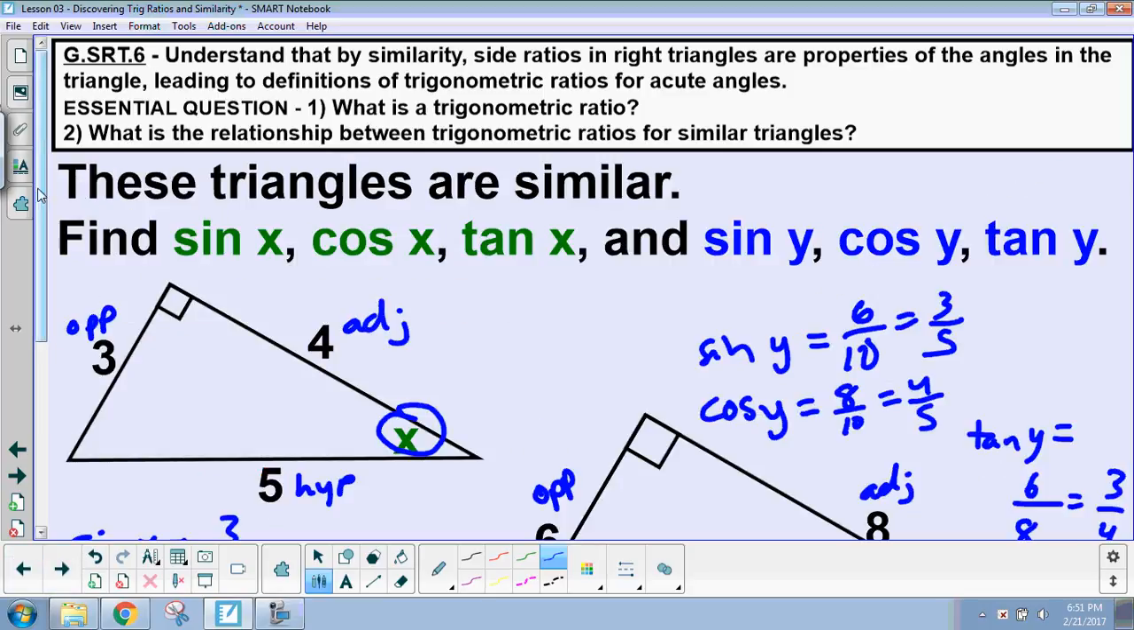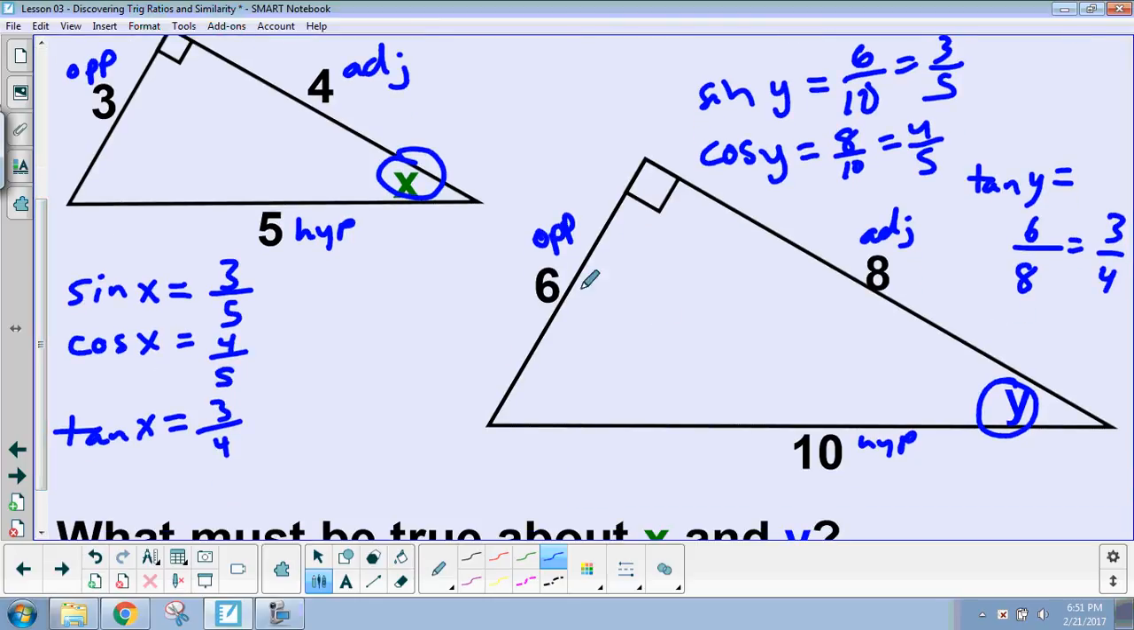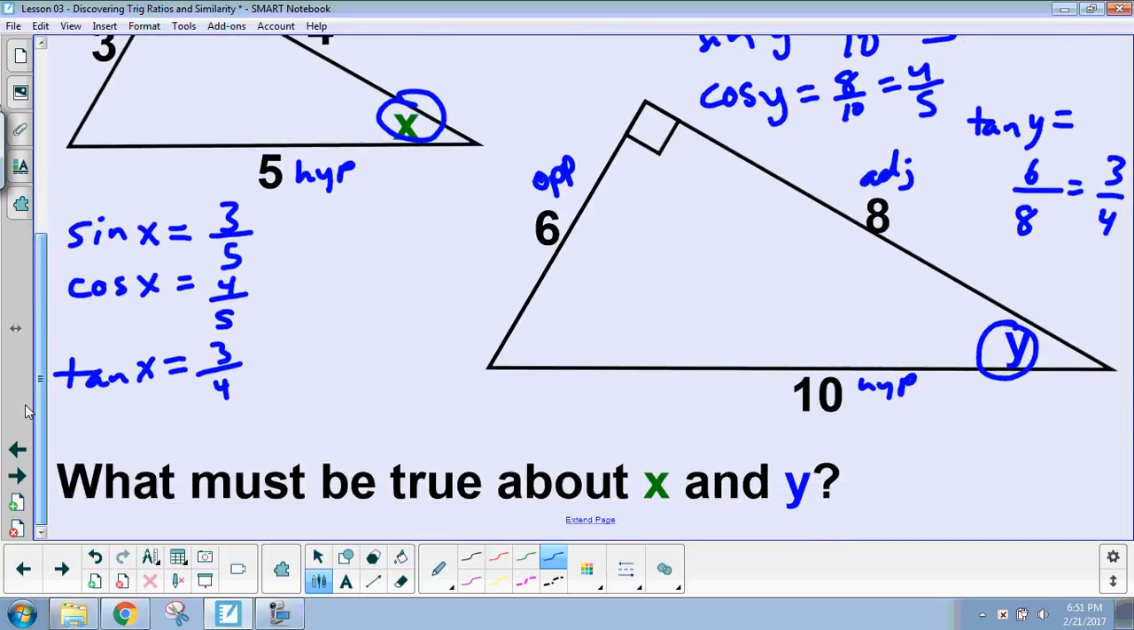Well, there's a question here. What must be true about? We just said that. Measure of the angles are congruent. Let's move on. Our triangles have a pair of congruent acute angles will always be similar.